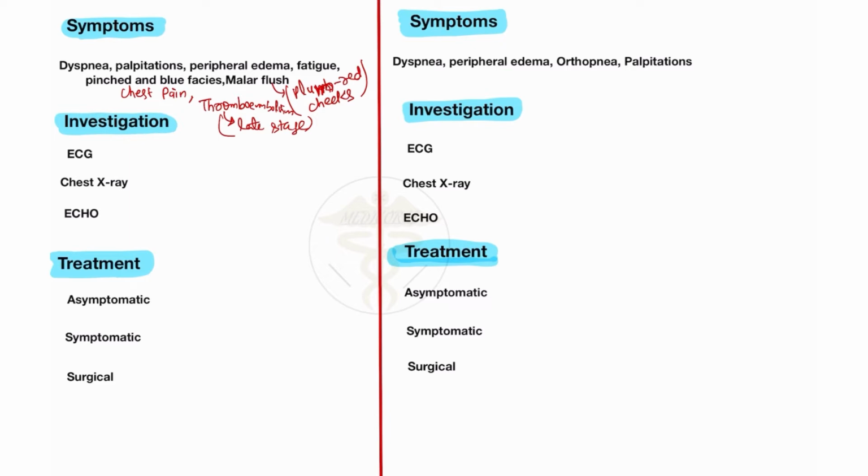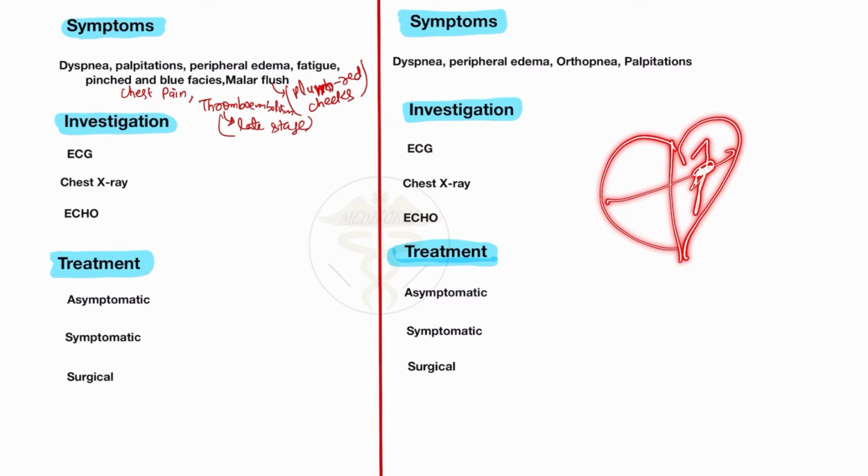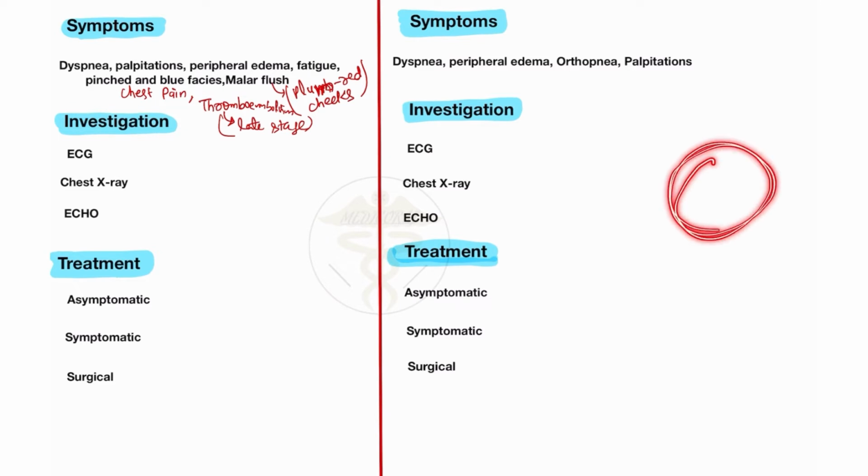What are the symptoms in mitral regurgitation? You will see mostly the same symptoms in mitral regurgitation: dyspnea, peripheral edema, orthopnea, palpitation, chest pain, fatigue and weakness. Because leakage occurs in the valve from the left ventricle to the left atrium, this causes weakness, because insufficiency in the left ventricle occurs, so you will feel weakness and fatigue in the patient.